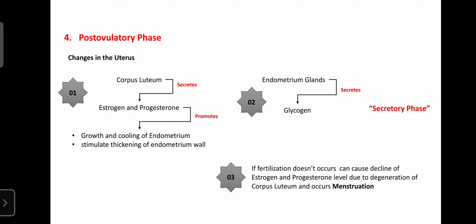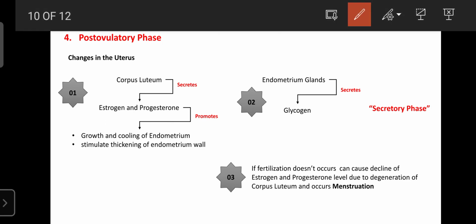The first change that occurs in the uterus: the corpus luteum secretes estrogen and progesterone and promotes the growth and coiling of the endometrium. Because the life of the corpus luteum is 2 weeks, up to 2 weeks it can produce estrogen and progesterone. It promotes the growth and coiling of the endometrium, and also stimulates the thickening of the endometrial wall, which is required to create favorable conditions to welcome the fertilized ovum and for the growth of the fertilized ovum.